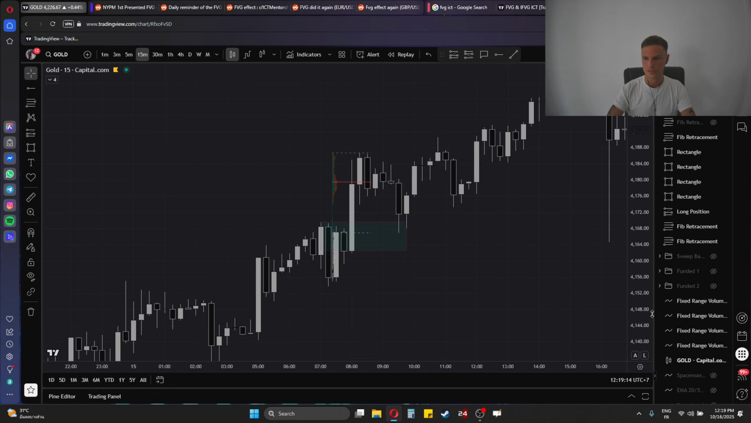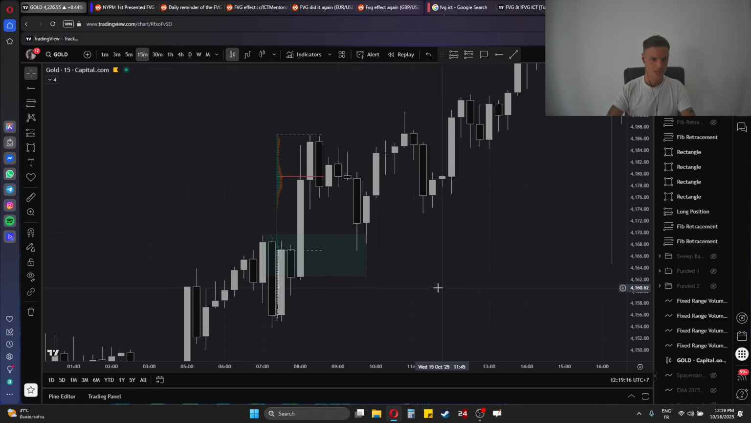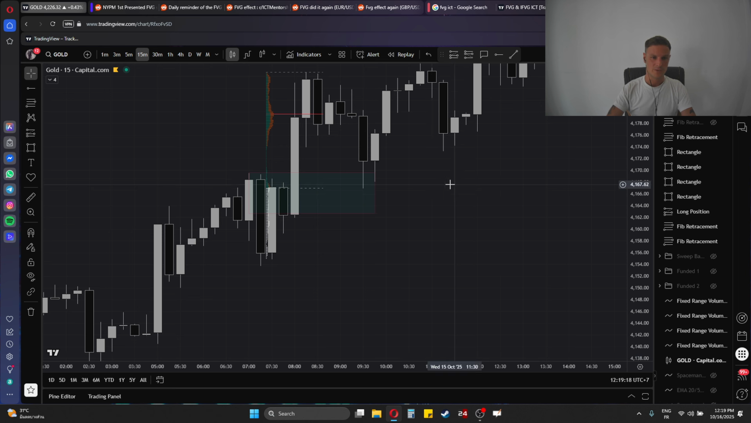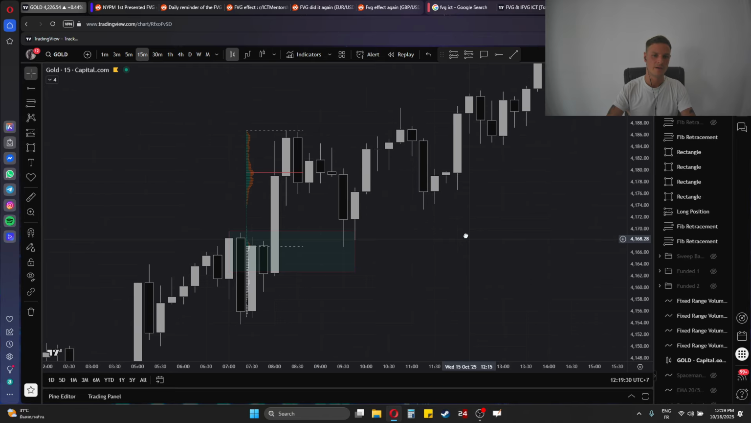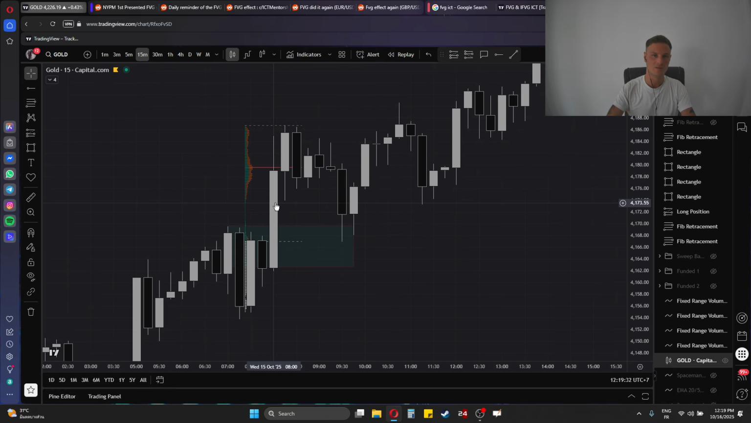So let's start with this one right here. First of all, we have an uptrend. We have a fair value gap right here, okay? And what happens? We have a little level of support here and we slice right through the fair value gap. So clearly it itself is not at all support or resistance.